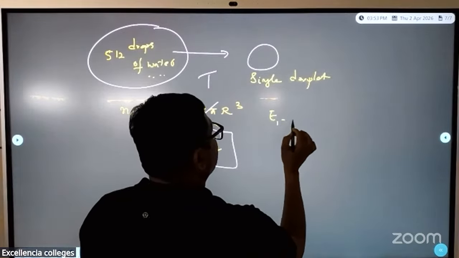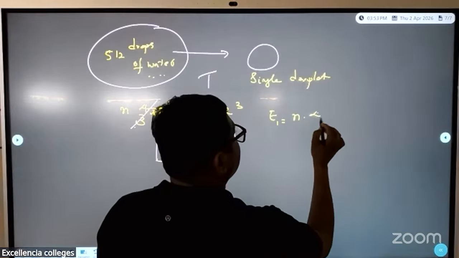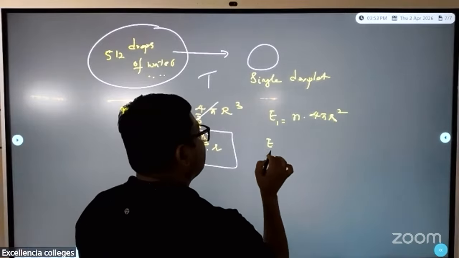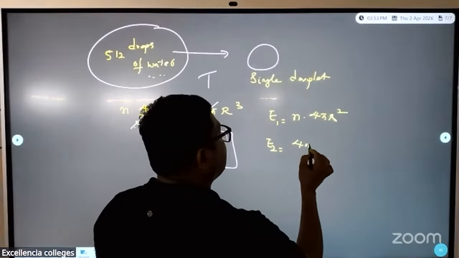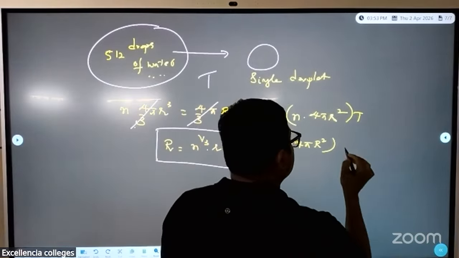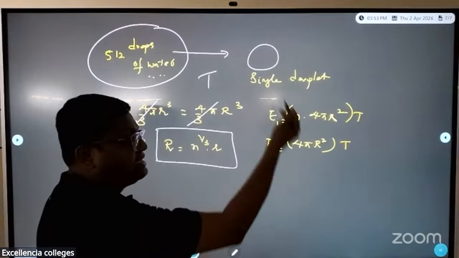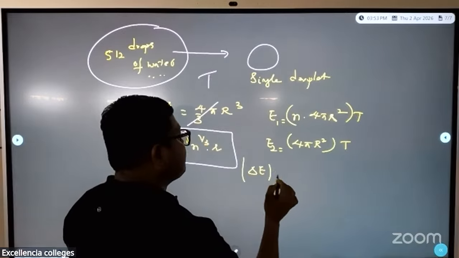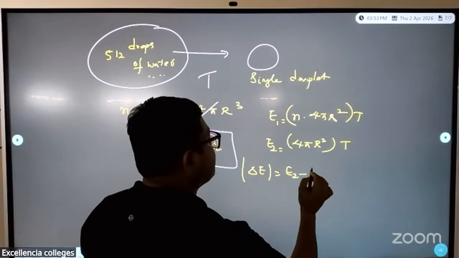So E1 is N into surface energy 4 pi small r square, whole thing into surface tension T. That's right. So you can easily now calculate the change in the energy. Change in the energy comes out to be E2 minus E1.